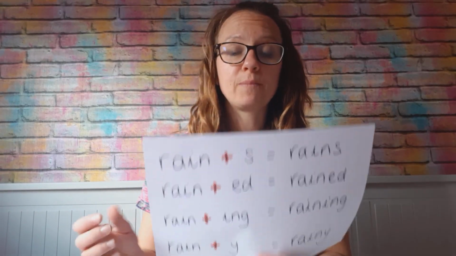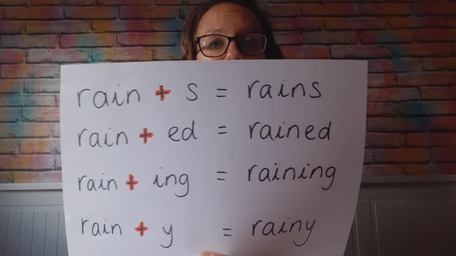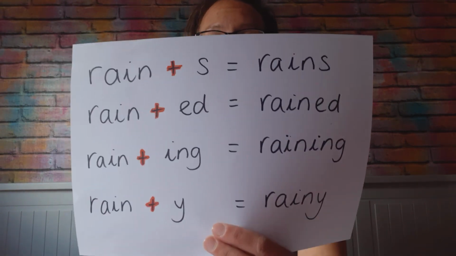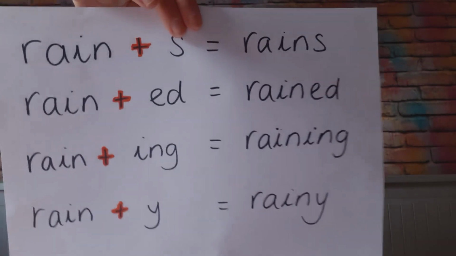We've got rained, and again we've got that ed suffix there, which is always used to make a word into the past tense. So if you see an ed at the end of a word, it normally means that it happened in the past. So it rained, and when we say rained, it sounds like it's just rain with a d on the end, but that wouldn't work because in English it's the ed suffix, which means that it happened in the past.